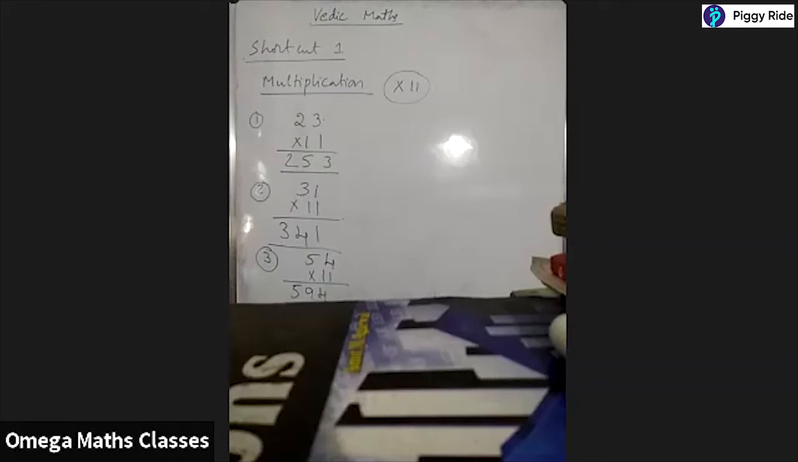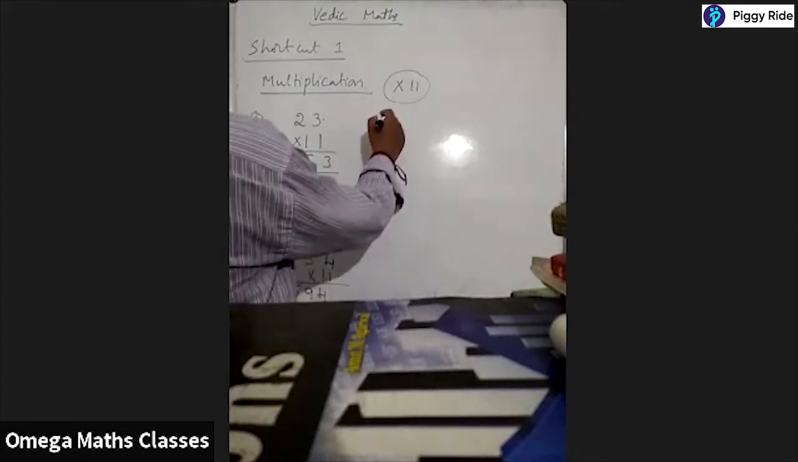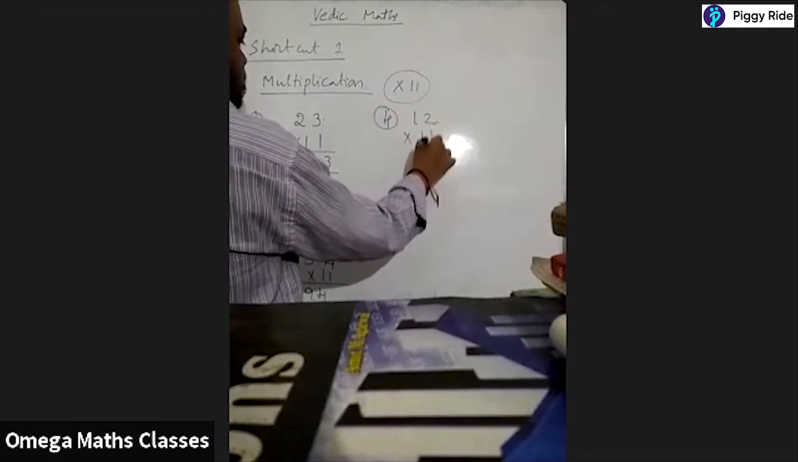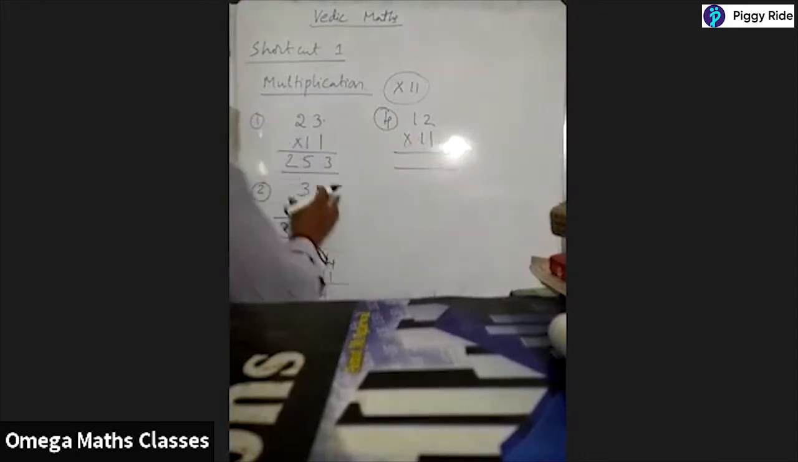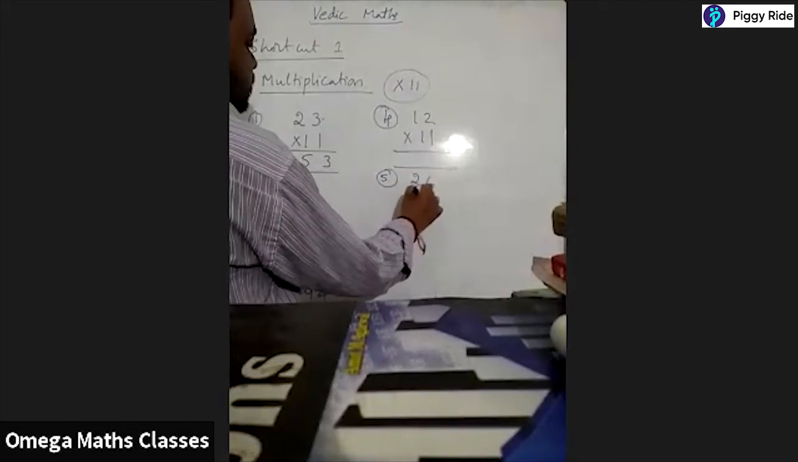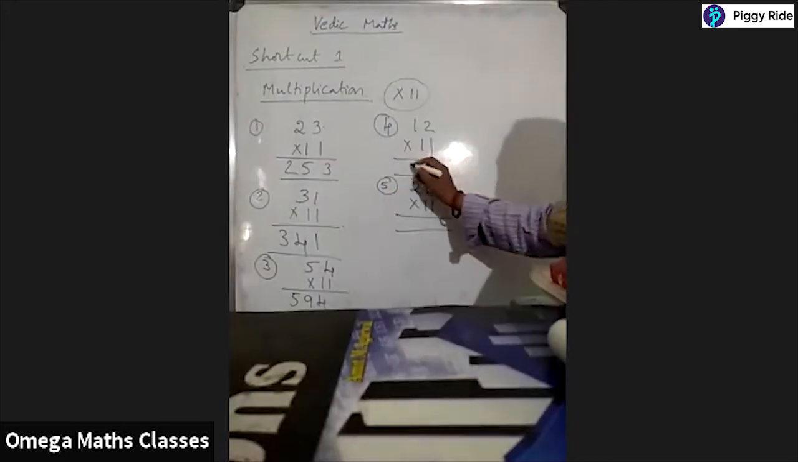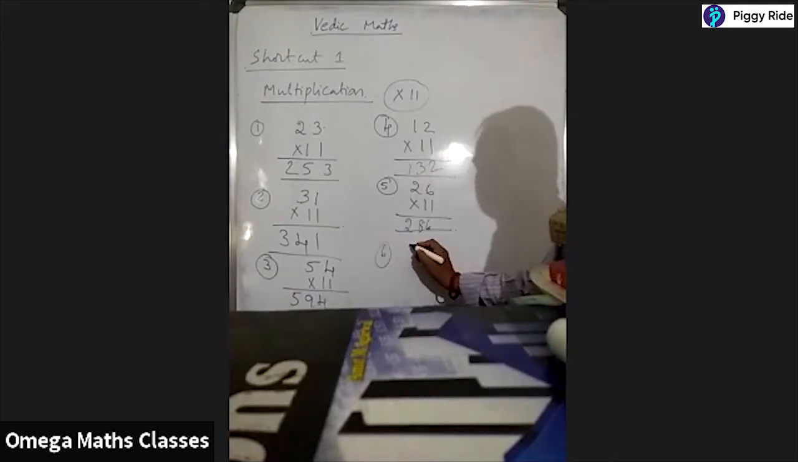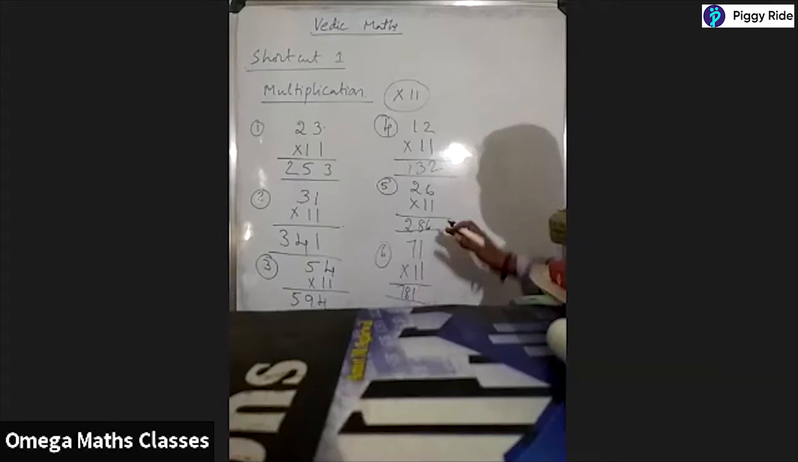Have you understood these 3 sums? These are all about 2-digit multiplications, 2-digit only. So now I will give you some problems. Look at the fourth one, like 12 into 11. Once you try this one, apply the same method. Like 26 into 11, 132. Yes, okay. Fifth one, next problem. Try this. 71 into 11. No need of multiplication, just write directly.